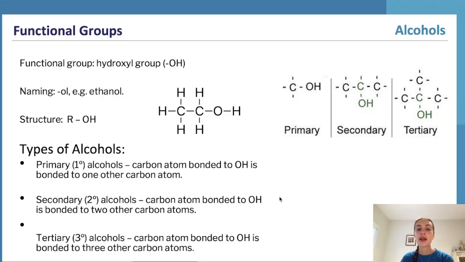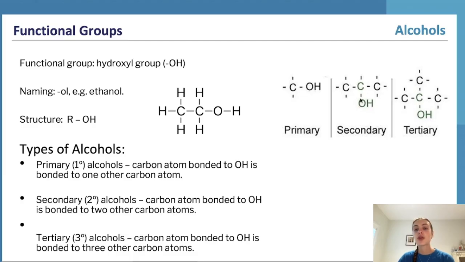Next, we can look at the secondary alcohols, where the carbon atom bonded to the hydroxyl group is bonded to two other carbon atoms. So an example of this would be this one here, which would be 2-propanol, and so that's saying that we have a 3-carbon chain molecule, and on the second carbon along there is a hydroxyl group, making it a 2-propanol molecule, which is a secondary alcohol. And this is because the carbon which the hydroxyl group is bonded to is bonded to two other carbon atoms.